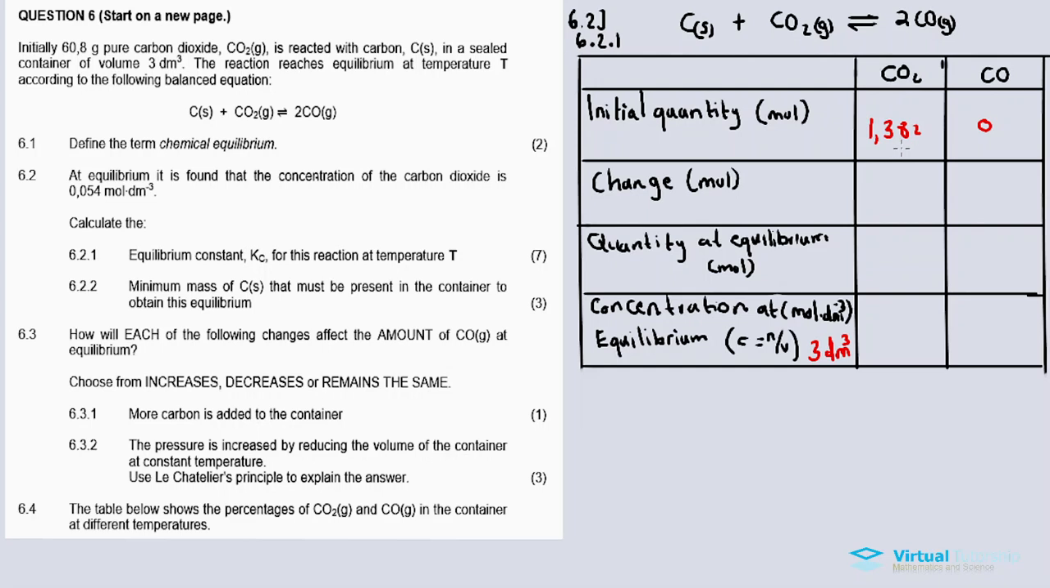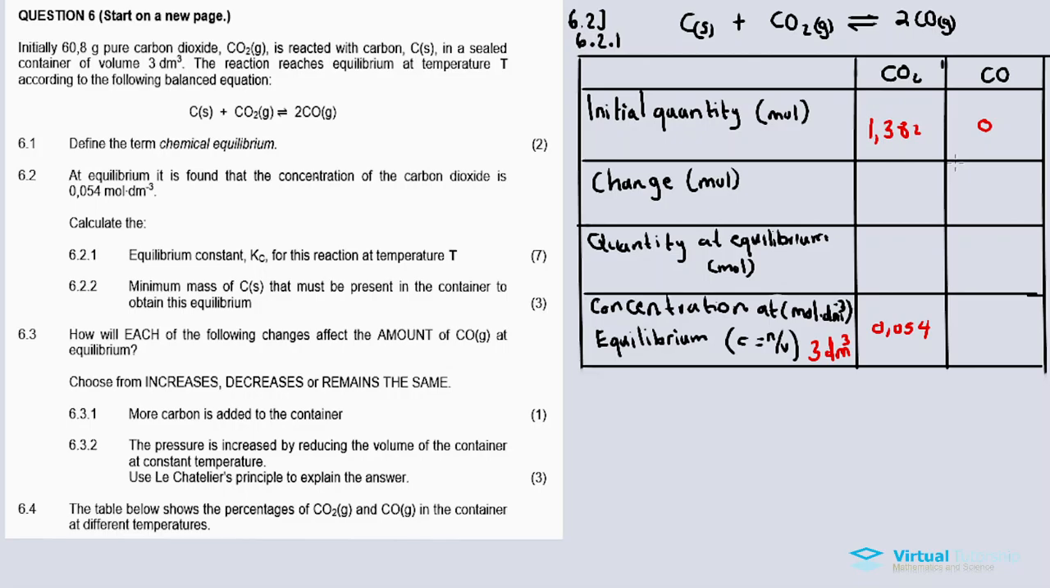In your table, whenever we use our calculations, you need to work with moles only, not grams, not kilograms, and not cubic decimeters either. So in the initial quantity for carbon dioxide and carbon monoxide, since the carbon monoxide is the product, initially we don't have anything, but initially for the reactant we have 1.382. So what else is given? It's the concentration at equilibrium for carbon dioxide. This is given as well, so we plug it into our table.